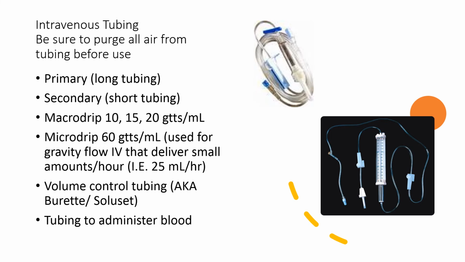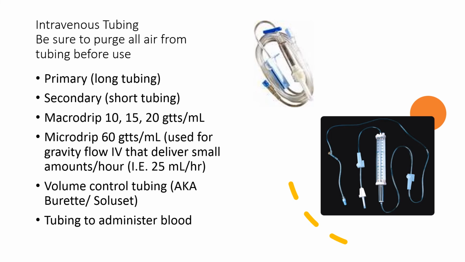When we look at our intravenous tubing, we see that there's different types that we can choose. The first thing we see is primary. This is our long tubing. It's for administration of continuous IV fluids. When we look at secondary, this is more of our short tubing, and this is for administration of piggyback IV meds that are connected to that primary tubing.